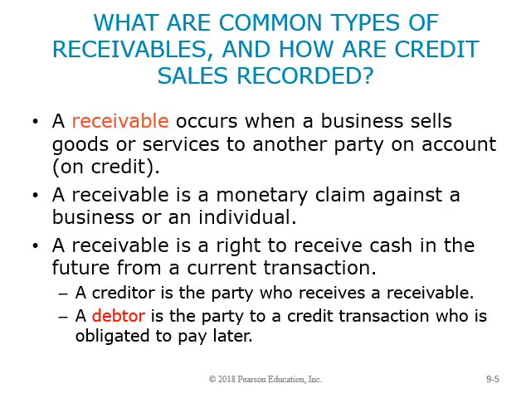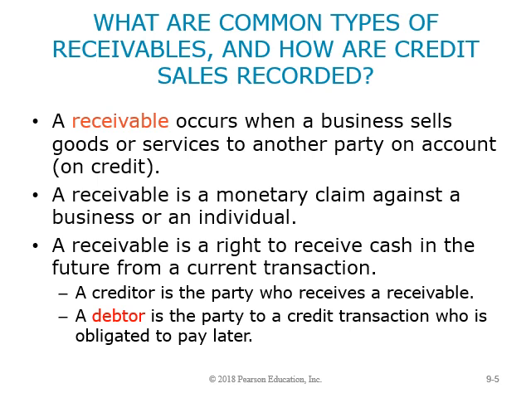So first, we're going to just define what a receivable is, and everybody at this point should know what a receivable is, but it occurs when a business sells goods or services to another party on account, so we're selling it on credit. This is simply just, we have sold something, and the other person has not paid for it yet, so it is considered a receivable. A receivable is an asset account. The receivable is a monetary claim against a business or individual. It just basically says that we have the right to claim money from that individual. The receivable is a right to receive cash in the future from a current transaction.